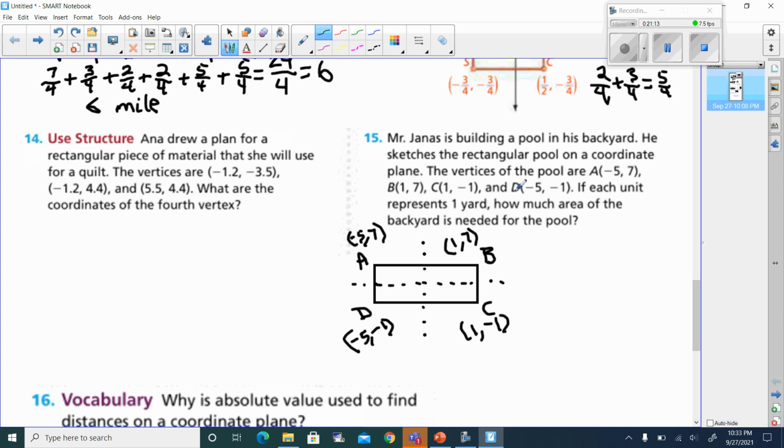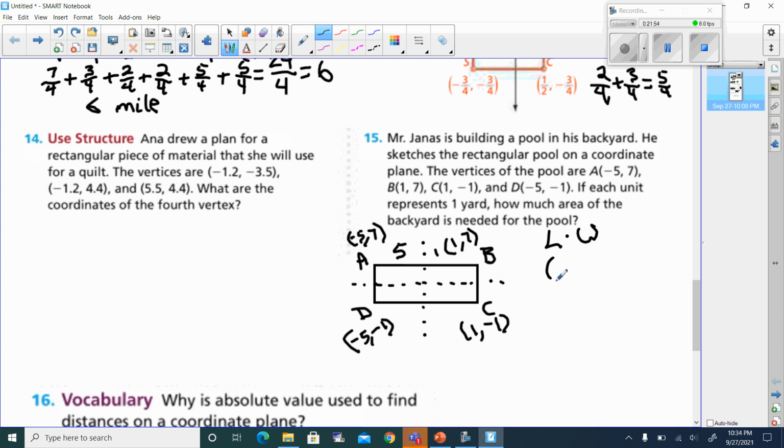All right, so how much area of the backyard is needed for the pool? Well, to do this, we only need to find the length times the width, because it doesn't ask for the perimeter, right? So length times width. We just need to find out how long it is, how wide it is. Well, because we see 7 here and 7 here, we already know the distance of our y. So we're just trying to find out our x. And we know that this is -5. That means the absolute value is 5, going this way, right? -5 is 5 from 0. And if this is 1, then it's 1 this way. And 5 plus 1 makes 6.